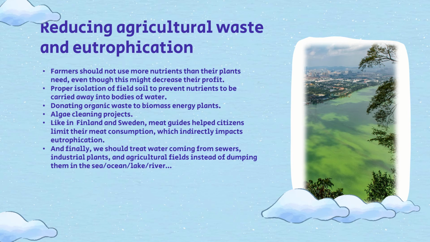Okay. Next is algae cleaning projects. For example, in the Baltic Sea, so much algae has formed, so they should do cleaning projects to remove this layer and return life into the sea. Next, in Finland and Sweden, meat guides help citizens limit their meat consumption, which indirectly impacts eutrophication. And finally, we should treat water coming from sewers, industrial plants, and agricultural fields instead of dumping it in the sea, ocean, lake, or river.